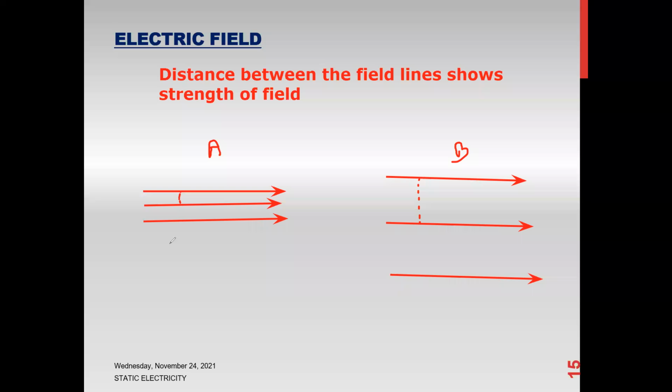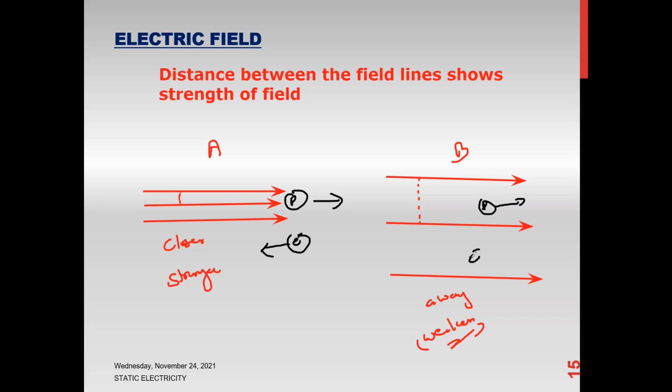So when the field lines are closer, it means it is a stronger electric field. When field lines are away, it means it is a weaker electric field. So the distance between the field lines is important. Stronger electric field when they are closer, and weaker electric field when they are away. And if there is a proton, it will move the same as the direction of the field line. If we have an electron, it will move opposite to the direction of the field line, because proton is positive and direction of electric field is always from positive to negative.